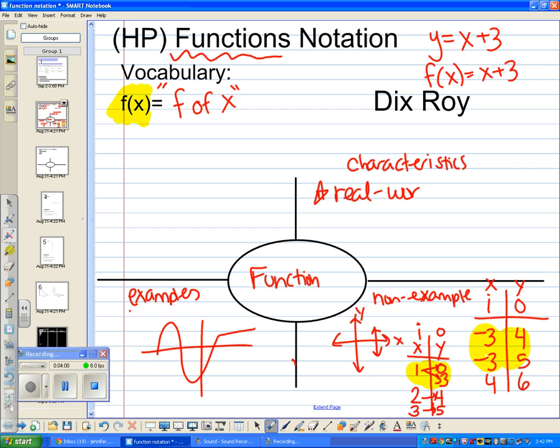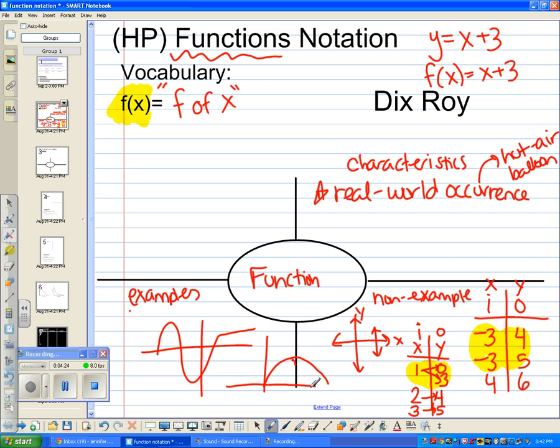Some characteristics of functions: how I always remember them is they're a real world occurrence. I can't remember how to spell occurrence, apologies. For example, I like to think of a hot air balloon. I remember my Algebra 2 teacher explaining this to me. So, if I was thinking about a quadratic, I said a quadratic was an example of a function.